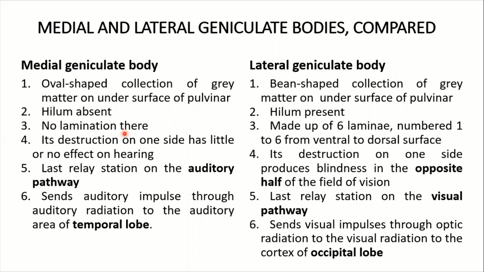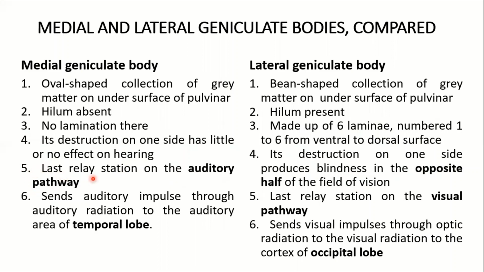Number three, no lamination there. And in the lateral geniculate body, it is made up of laminae, six laminae, numbered 1 to 6 from ventral to dorsal surface. And medial geniculate body's destruction on one side has little or no effect on hearing. And the lateral geniculate body's destruction on one side produces blindness in the opposite half of the field of vision. I told you the reason already.